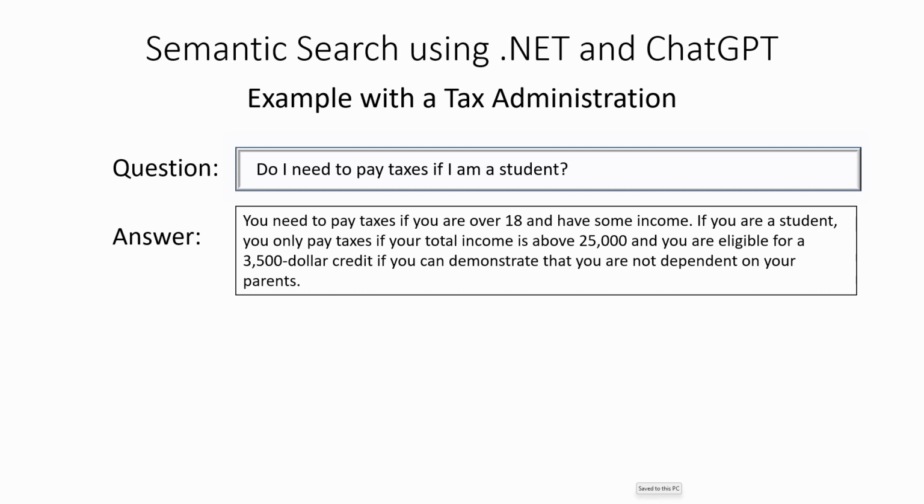In this video I am going to be showing you how you can implement a semantic search engine using .NET and ChatGPT, and the example will be oriented to a tax administration that is implementing this to answer questions from taxpayers. I will start by discussing the mechanisms we will use, then show you a demo of how this works, and at the end I will show you the actual source code.